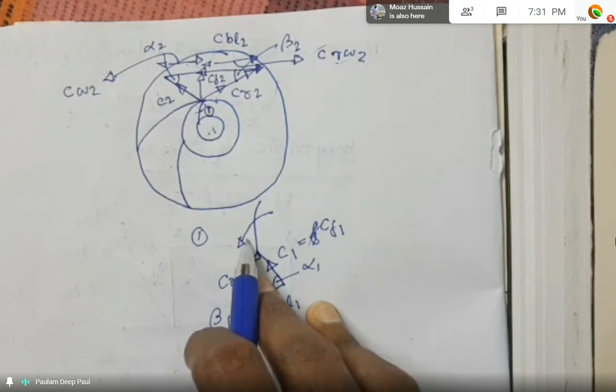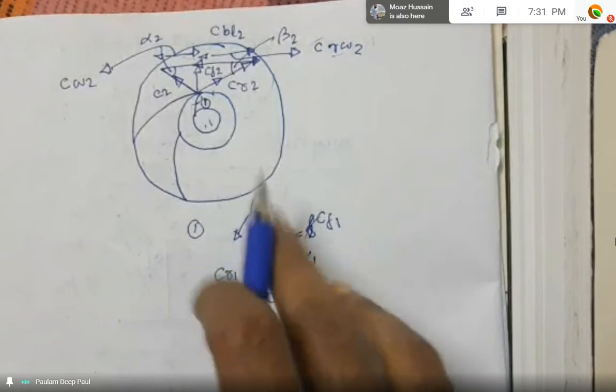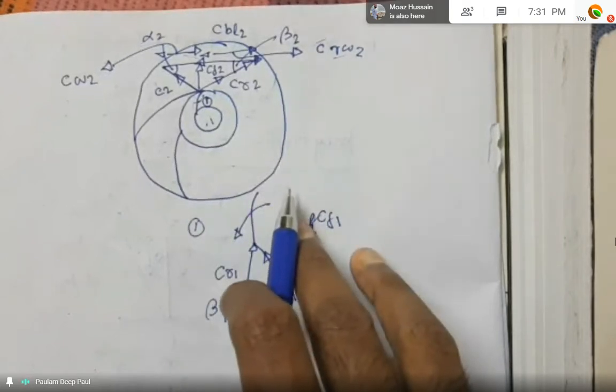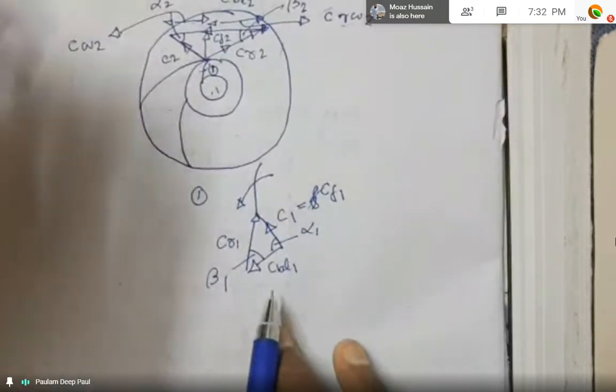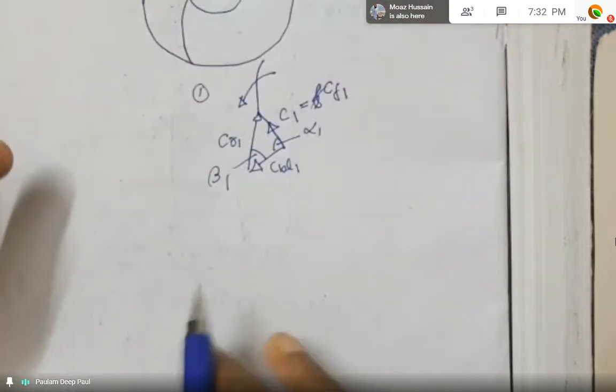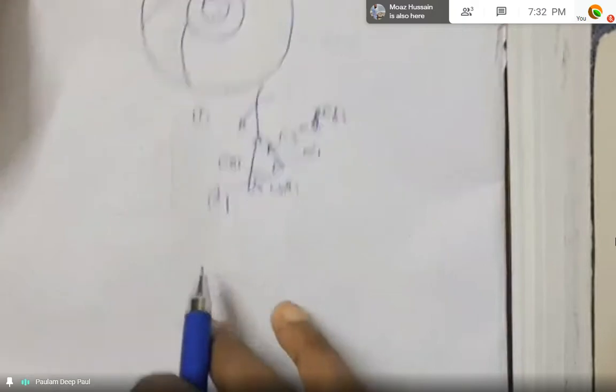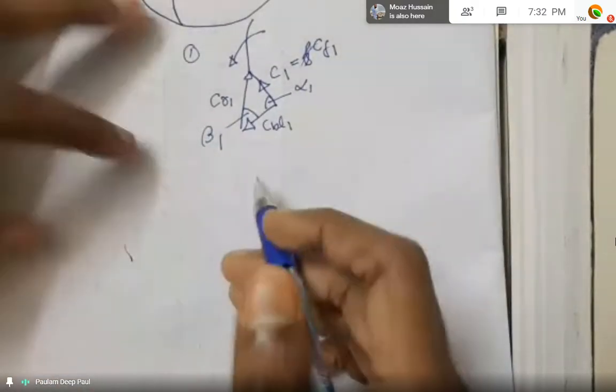Now, if we draw a variation of the pressure and the velocity of air as it is passing through the impeller and diffuser, we can have a schematic graph of it, like this.